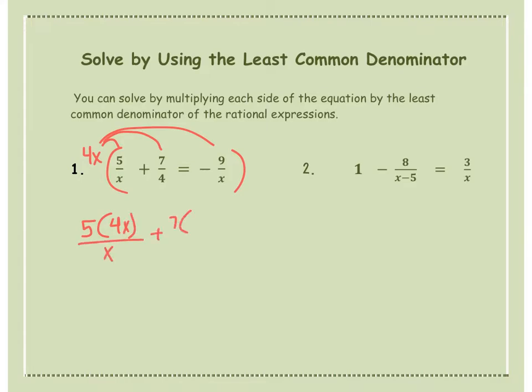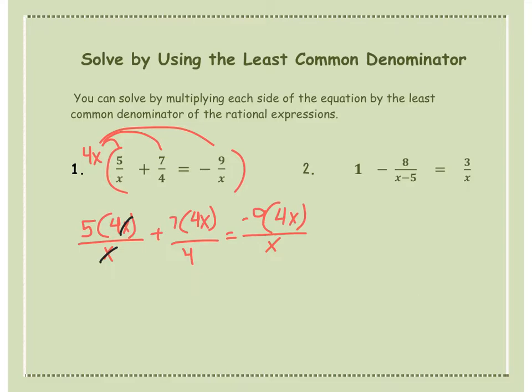Plus 7 times 4x over 4 equals, and that negative 9, I'm going to put that negative on top with the 9. Okay? So then the next step is to look for common terms in the numerator and denominator. What would we cross out because they divide to 1? So in the first fraction, the x's, we can cross them out because they divide by 1.